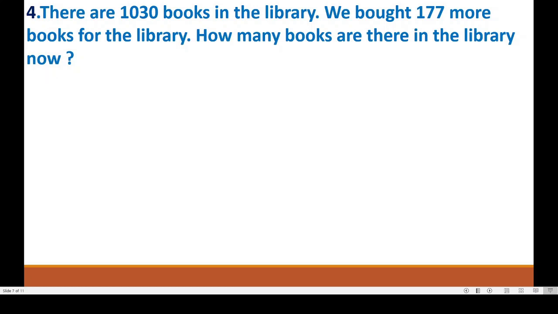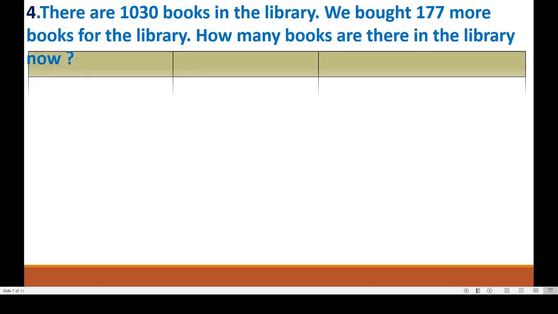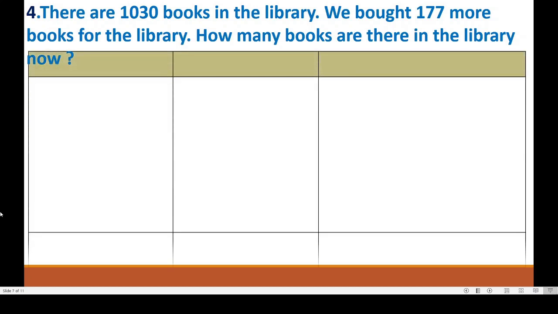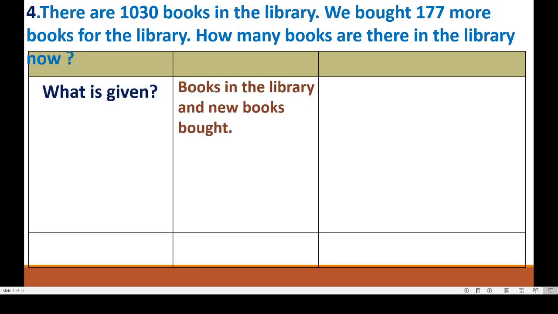Again, here also we need total number of books in the library now. Right? We will make a table. What is given? See this, books in the library and new books bought. Right? What is asked? Total books.